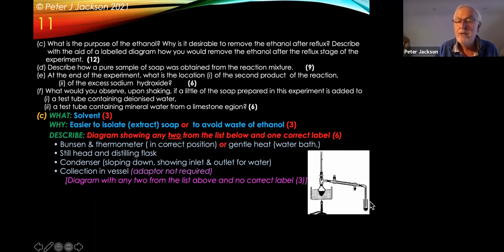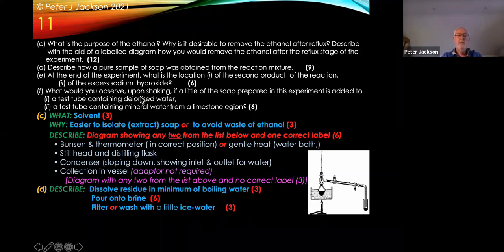So they've got a test tube here. This, called an adapter, is not required. The diagram with any 2 from the list above and no correct label, 3 marks. So you've got to label at least once. And then D, describe how the pure sample of soap was obtained from the reaction mixture. Dissolve the residue in a minimum of boiling water, pour onto the brine or into the brine, filter or wash with a little ice water.